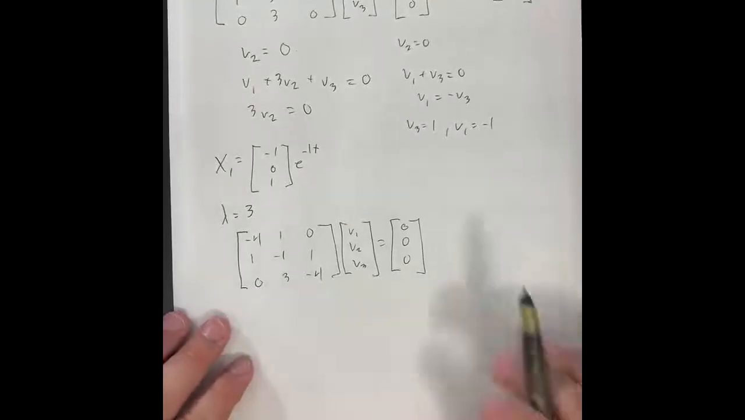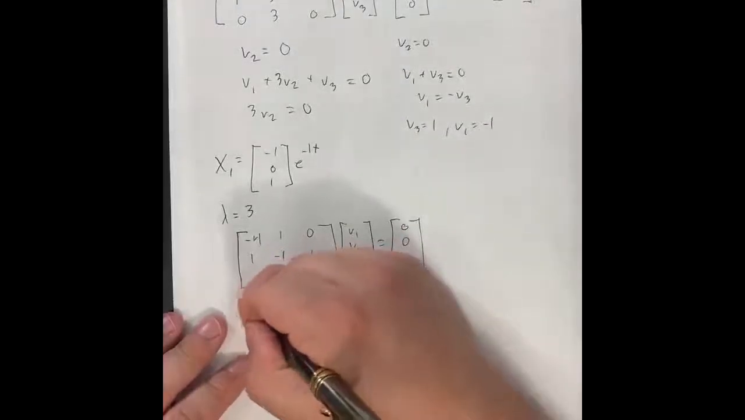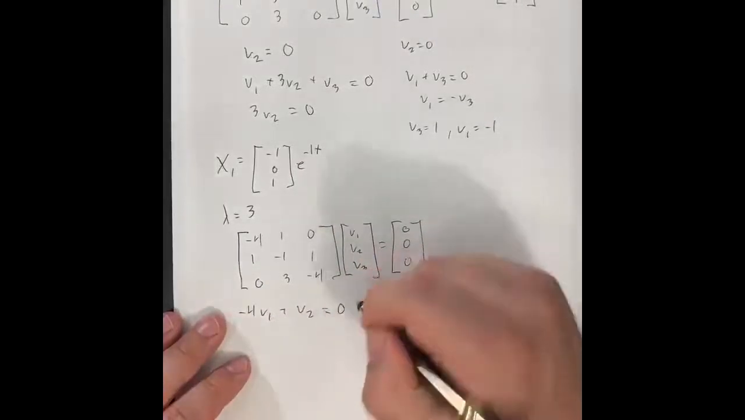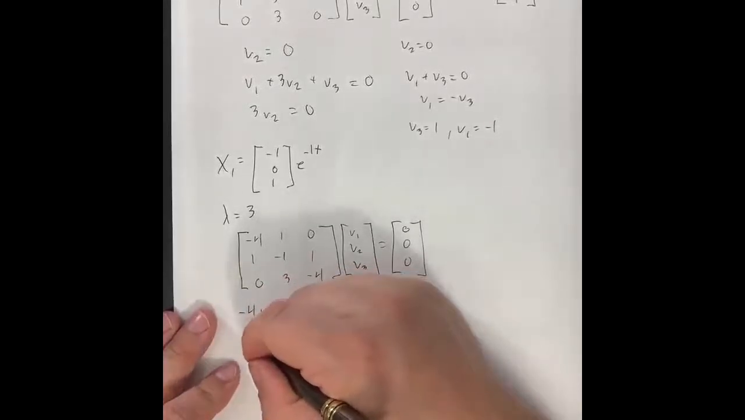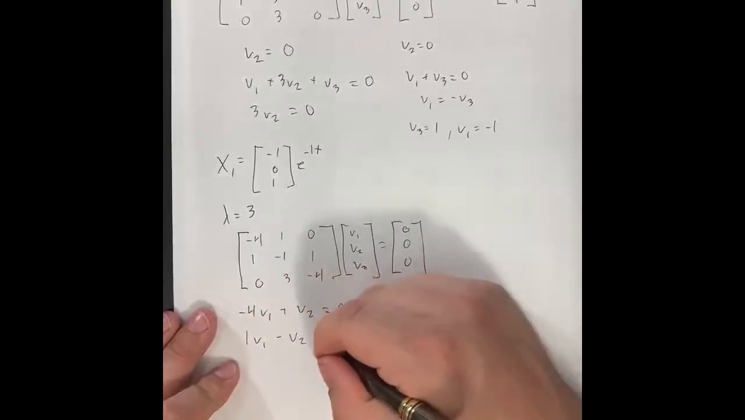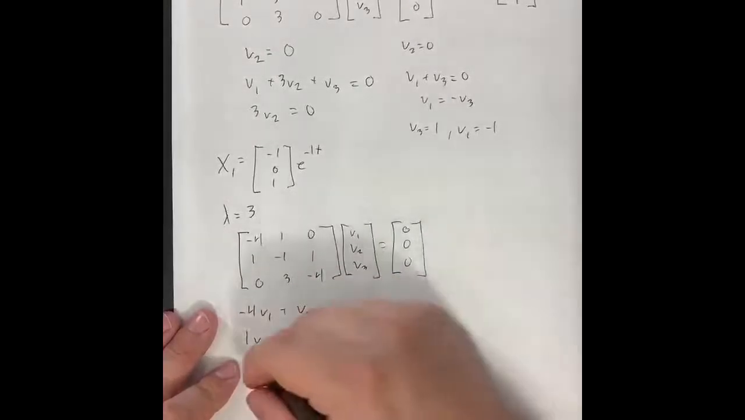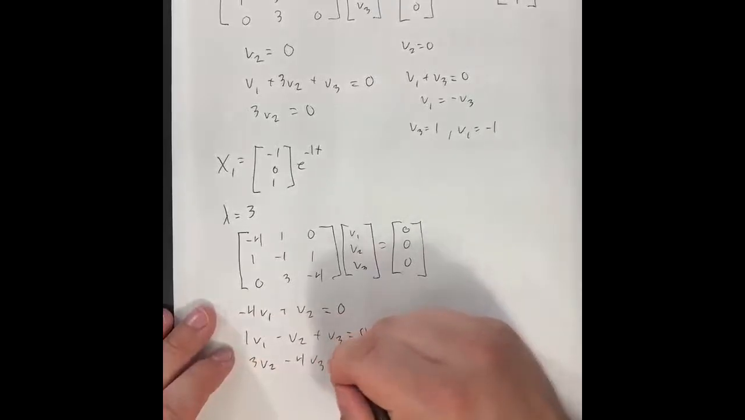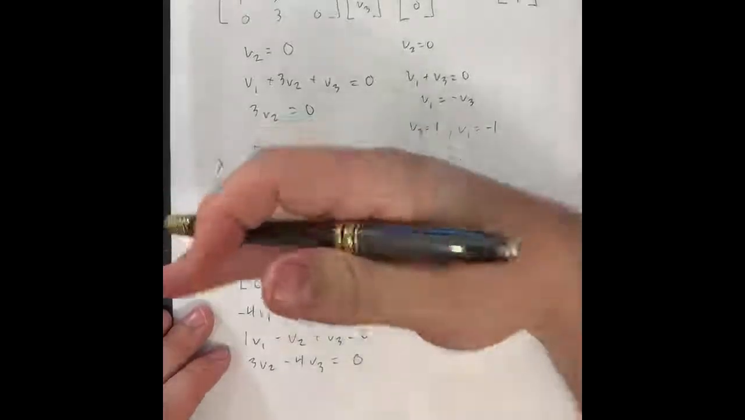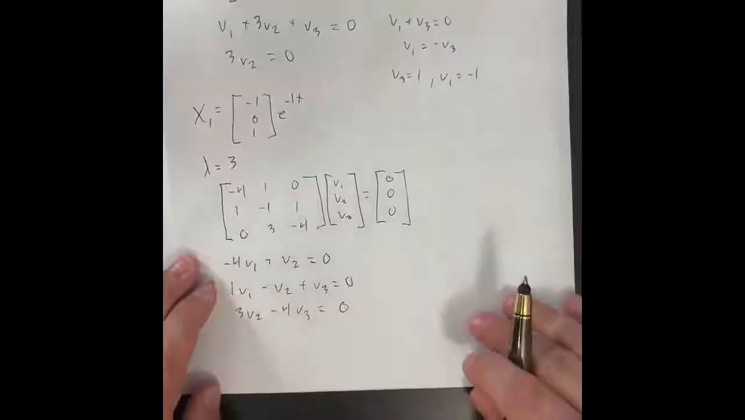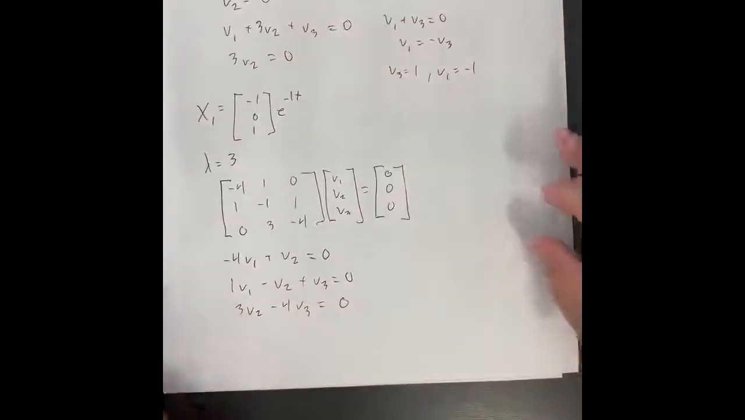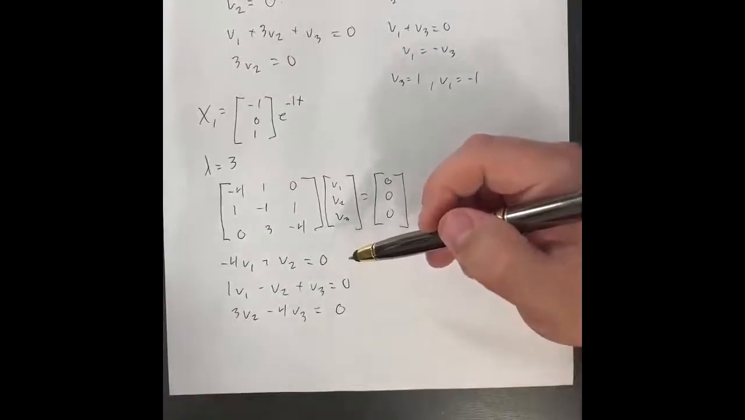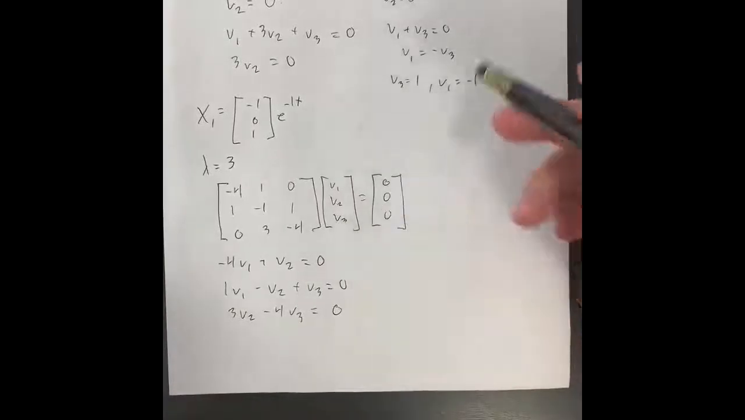Again, I like to write these out as equations. We have negative 4 v1 plus 1 v2 plus 0 v3 equals 0. And we have 1 v1 minus v2 plus v3 equals 0. We have 3 v2 minus 4 v3 equals 0. So that's the 3 rows, just those 3 equations. You can try and just solve them for v1, v2, v3. Like I said before, one of these should be redundant, but it's not immediately clear which one that is. So just go ahead and start solving them.